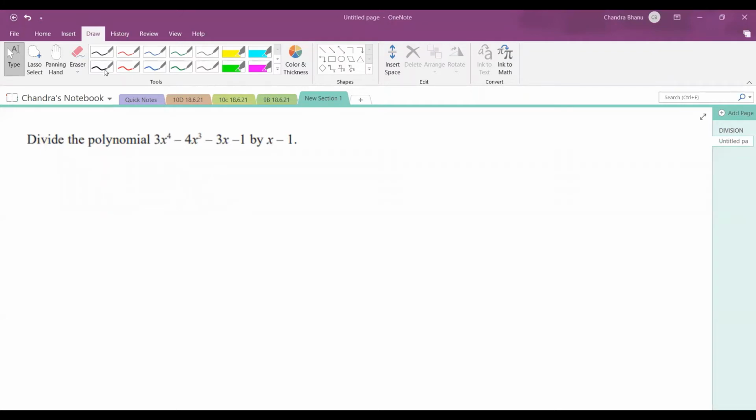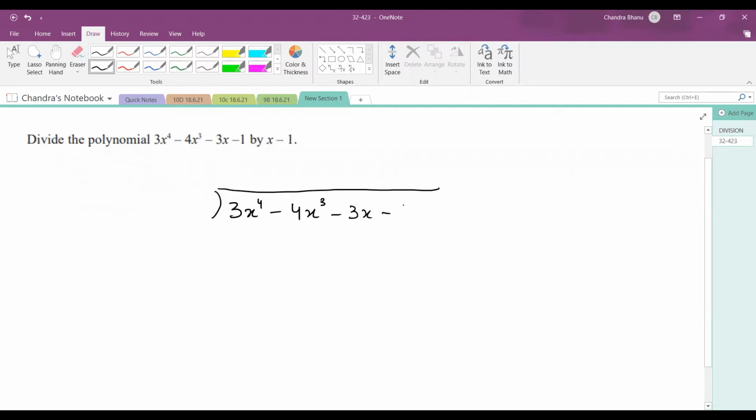Let's take one more example of division. I have to divide 3x^4 minus 4x cube minus 3x minus 1 by x minus 1. Now both the polynomials are in descending order of their power. So I need not do any changes here. So let's start dividing: 3x to the power 4 minus 4x cube minus 3x minus 1. This has to be divided by x minus 1.